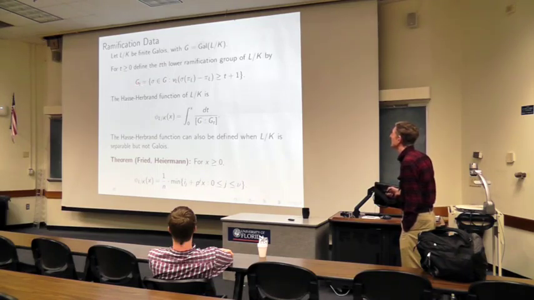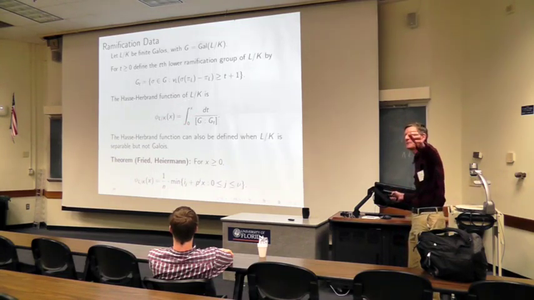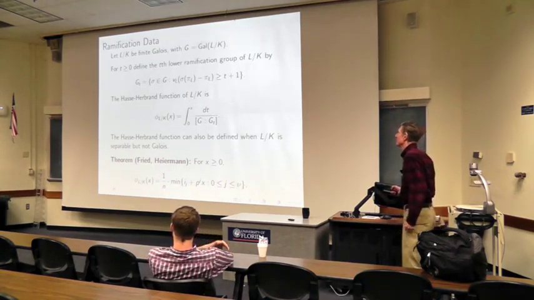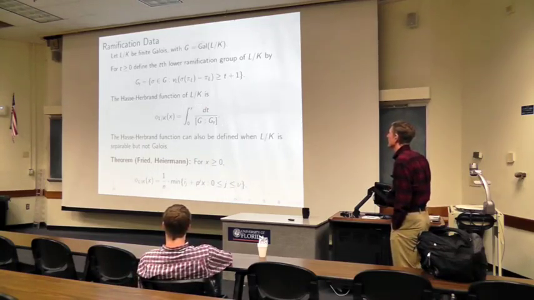t I didn't specify to be an integer, and in fact I want it to be a real number, so that I can now form this integral here, which is the Hasse-Herbrand function. This is the function that you use to translate between the upper numbering and the lower numbering for the ramification groups.